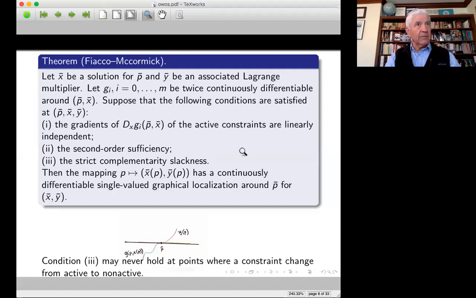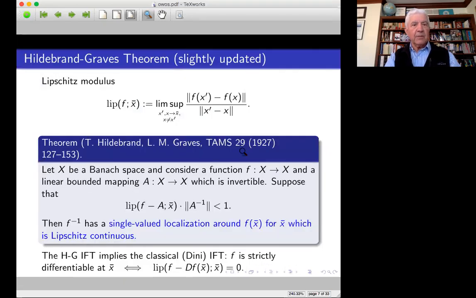People started talking about this, but the first non-smooth implicit function theorem appeared much earlier. It appeared in 1927, in the work of Ted Hildebrand and Lawrence Graves. A paper, very important paper in my opinion, which was published in the Transactions of the AMS in 1927. And this is the theorem here. The paper is very interesting to read.